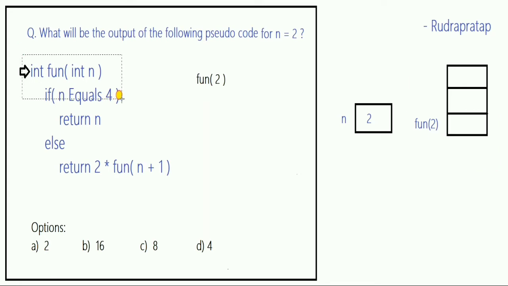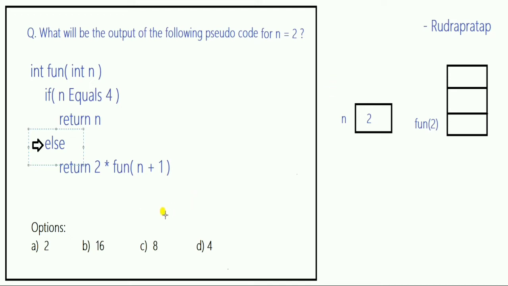So in this question we have the function fun, and an argument is passed, which is n. So the value of n is 2, and here I represented function fun of 2. After that we have an if condition which says n equals 4. So 2 equal 4, which is false. Then the if condition is not satisfied and we will move to the else part of the body.